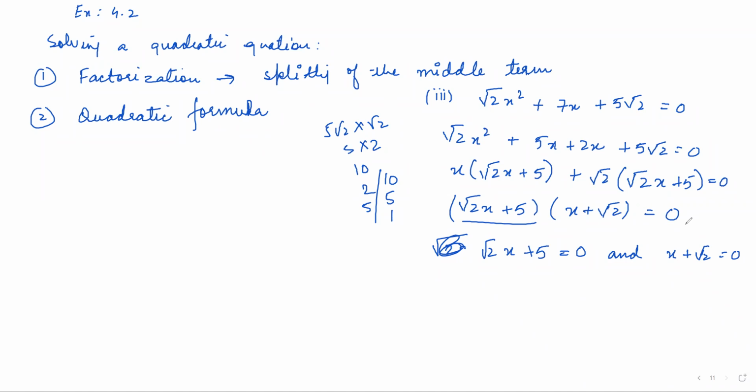Understood? And the second time I'll bring this term into the denominator, it will just vanish away and root 2x plus 5 will be 0. Is this understood? Yes, ma'am. Okay, so that's why we separately equate them to 0. So from here, what is your x? X is minus 5 divided by under root 2. And from here, your x is minus of under root 2. So these are the two roots of this equation.